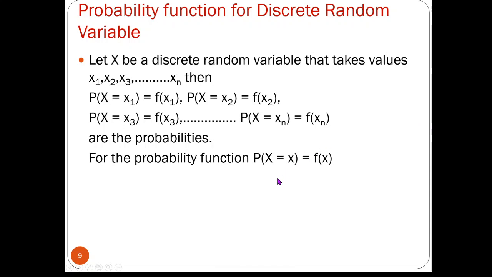So in general, the probability function, that is the probability at x equal to some value x, is equal to small f of x. This probability function is always greater than or equal to 0, and the sum of all the probabilities, that is, for all values of x, if we take the summation of f of x, it is always equal to 1. This is the most important point for solving the examples.